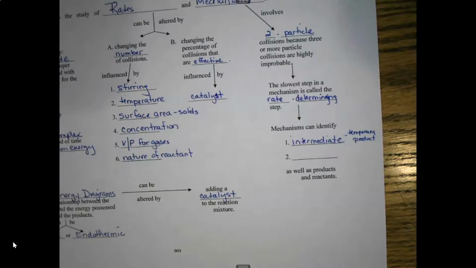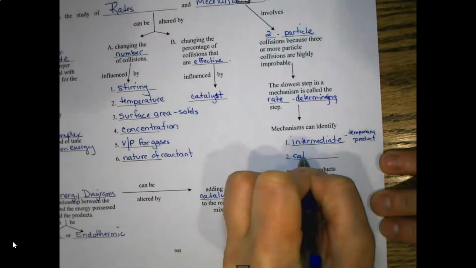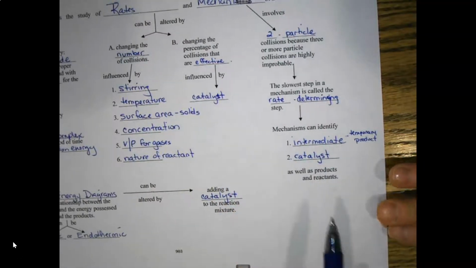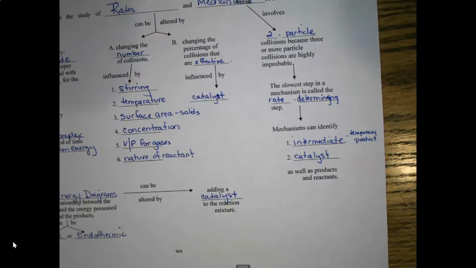The other thing a mechanism can show you is a catalyst. A catalyst is kind of the opposite of an intermediate. A catalyst goes into the reaction. So the first time you see it, it's on the reactant side. It goes in as a reactant, but then further on down the mechanism somewhere, it comes out as a product.